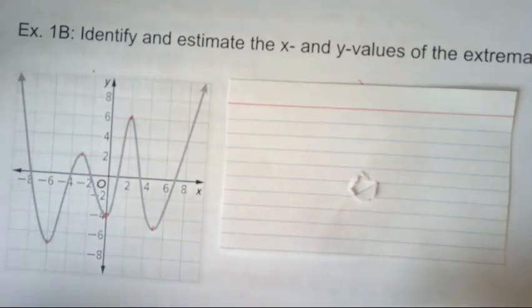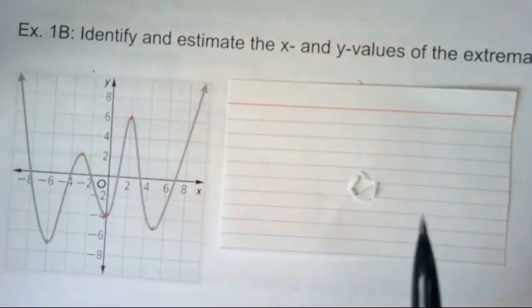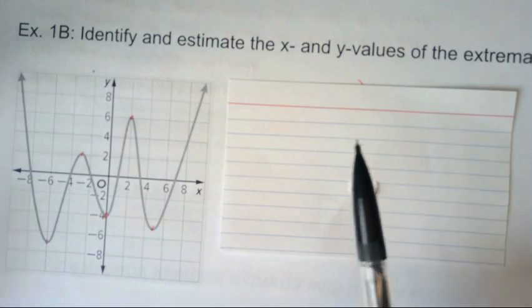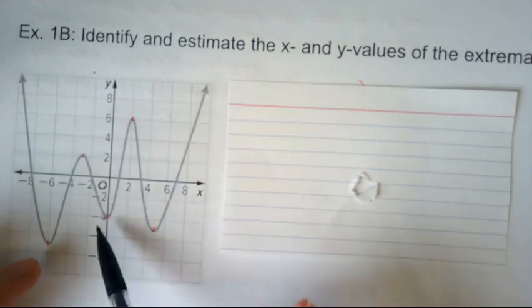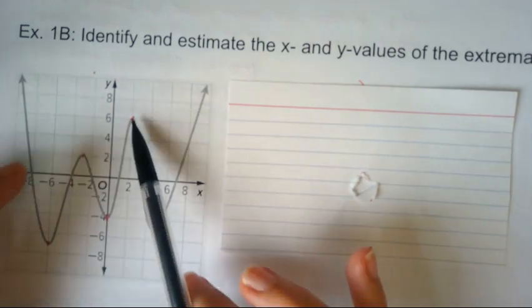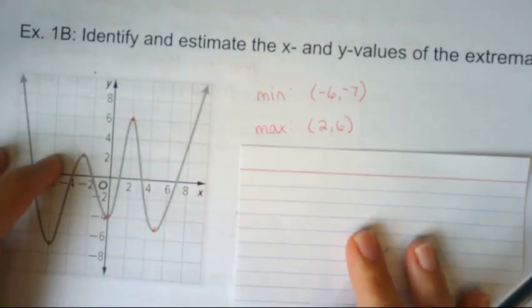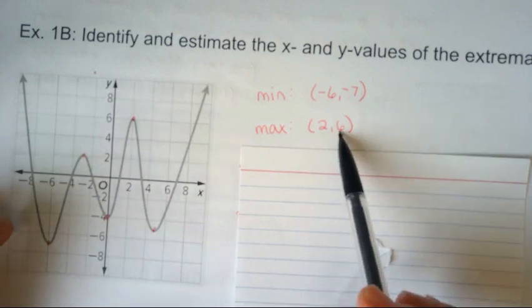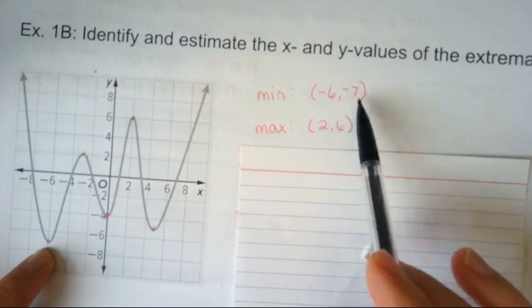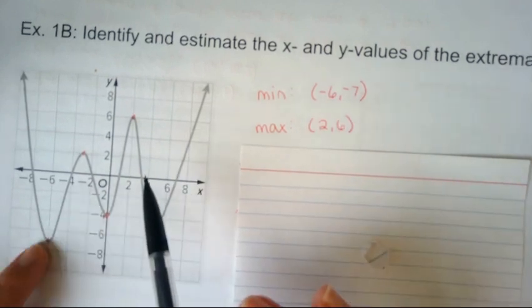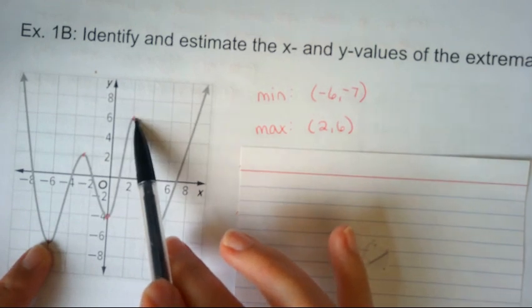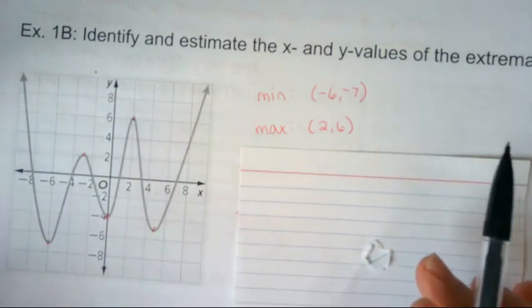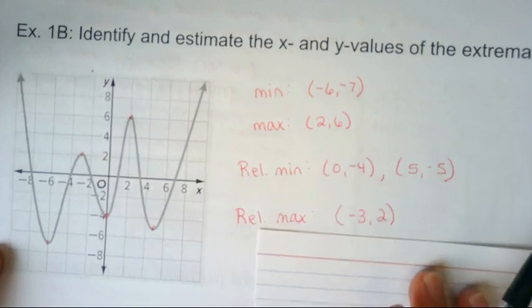So in the next example, you've got a whole bunch of different humps, okay? So you should have these two as maximums and these three as minimums. Now, the true maximum is going to be (2, 6), okay? And then my true minimum is going to be (-6, -7), because that is the lowest point of the humps in the entire graph, and this is the highest of the humps in the entire graph. Then the other ones you're just going to label as relative mins and relative maxes.